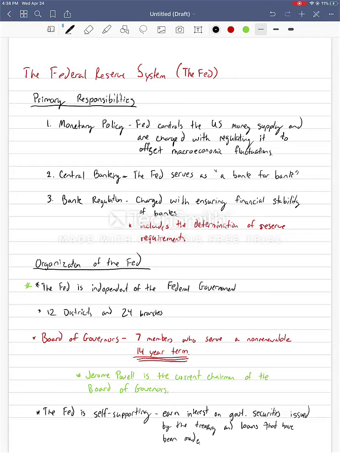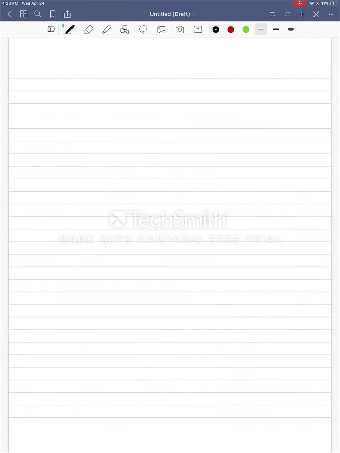Now, speaking of these government securities, another portion of the Fed is going to be the Federal Open Market Committee. Now, these are going to be the individuals that direct the buying and selling of U.S. government securities.